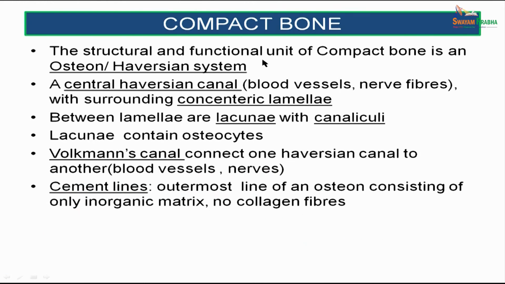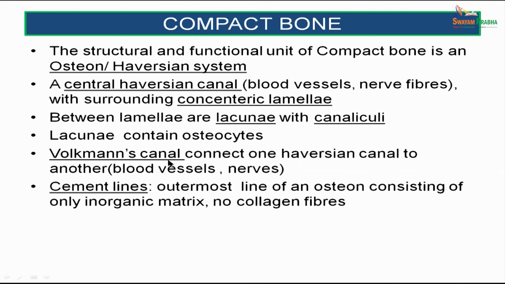The structural and functional unit of compact bone is an osteon or a Haversian system. Now, what is a Haversian system? A Haversian system in the center has a canal called the central Haversian canal. This canal contains blood vessels and nerve fibers, and surrounding this canal we have the concentric lamellae, and between the lamellae there are lacunae with canaliculi, and those lacunae contain osteocytes. So, this is what a Haversian system is. It is an osteon with a central Haversian canal and around it concentric lamellae.